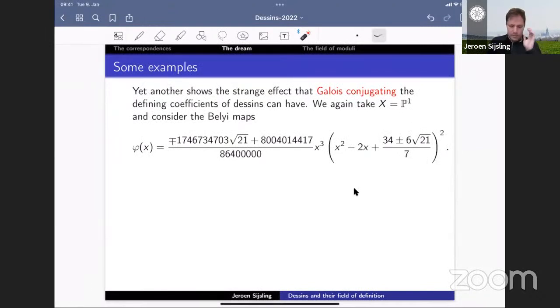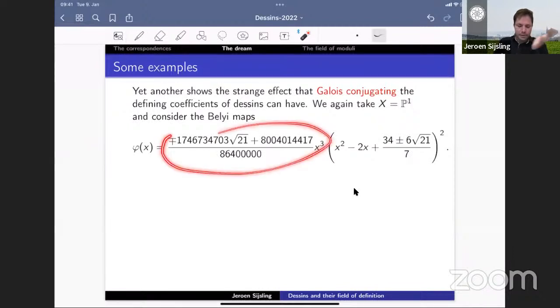Here's yet another example that shows what strange effect Galois conjugating defining coefficients can have. We can take P1 again, and you can take this Belyi map. It is a rather large factor that comes in front, but that just happens. And you see now, these are not defined over Q. You need the square root of 21. This one is defined over R. So complex conjugation won't do anything to it. They will be nice and symmetric.